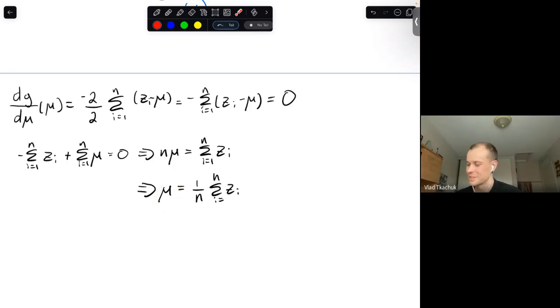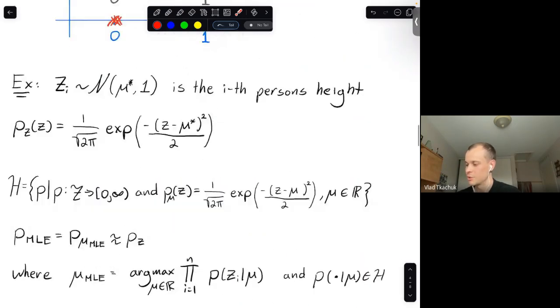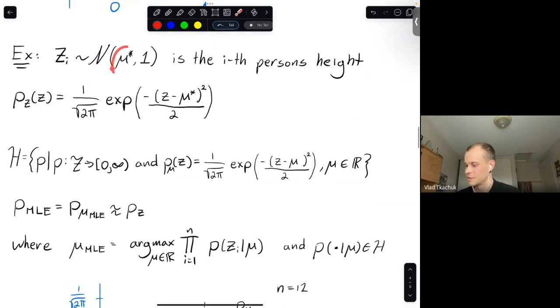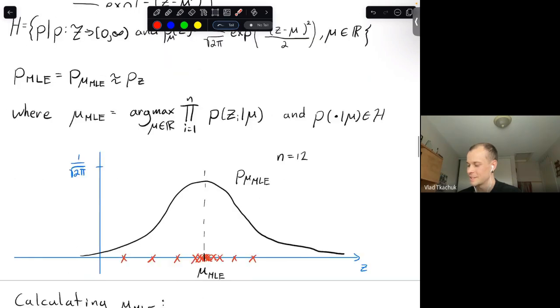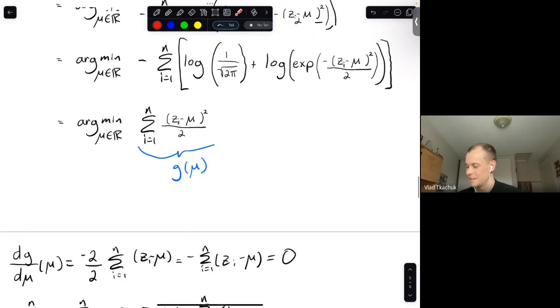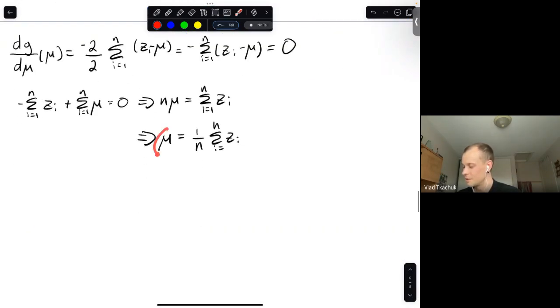So this is telling us that if you want to find the PDF of a normal distribution that makes the data the most likely, and the only thing you don't know is the parameter mu, the mean, what should you use for your estimate? Well, the estimate that makes the data the most likely is just picking mu to be the sample mean, right? You have n samples. You sum them up, and then you take their average.